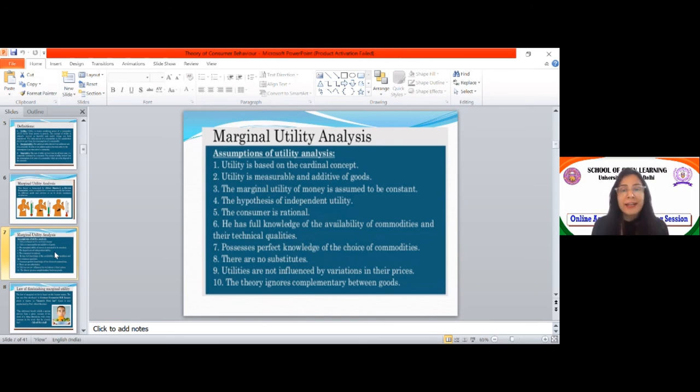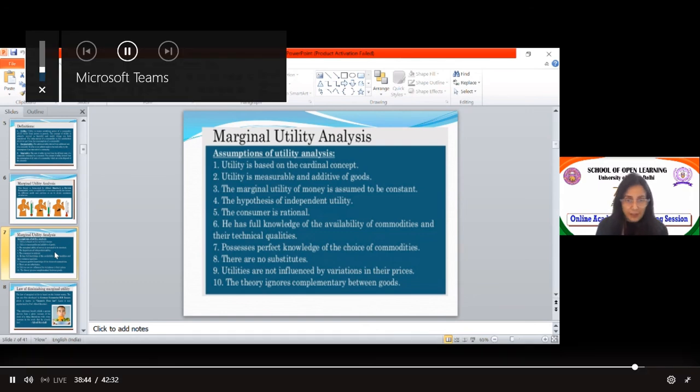So for marginal utility analysis, we will first make some assumptions. Assumption: utility is based on the cardinal concept. Cardinal means how much utility, how many commodities we are using. So utility is measurable and additive of goods. Suppose, cardinal concept means we know that one apple is equal to 10 rupees, and then we are getting 10 rupees of utility from an apple. So in monetary terms, whatever we had given, the number 10. So utility is measurable and additive of goods. We can measure the utility and we can add it, summate it.